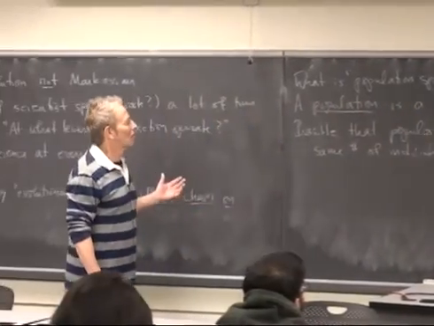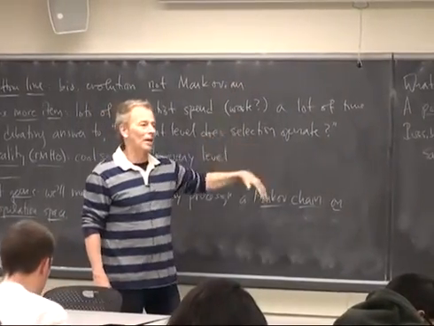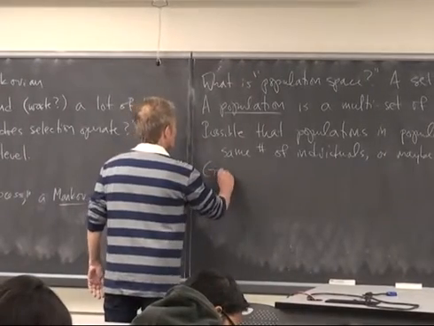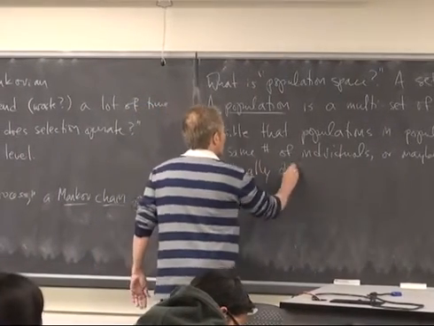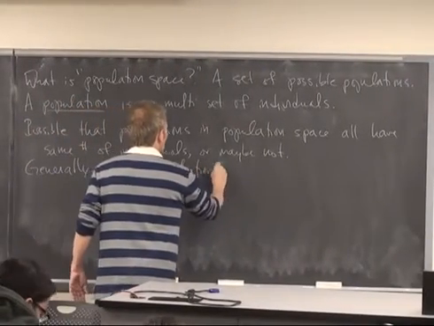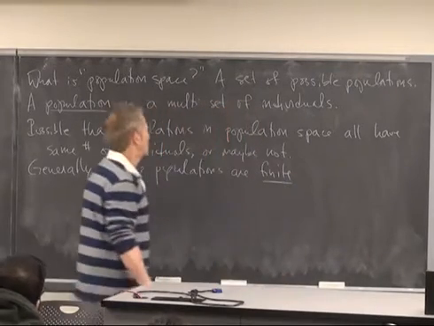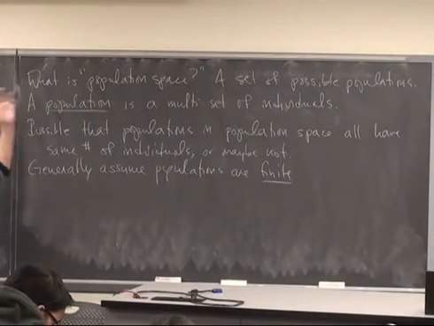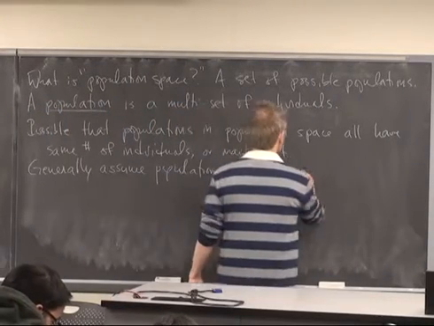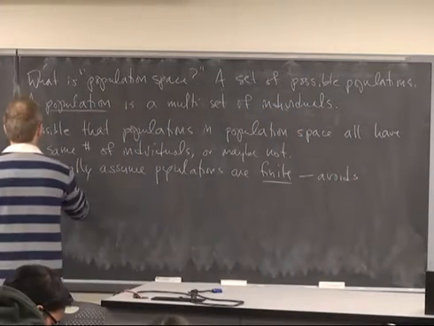And we could even go so far as to let populations be infinite, but that raises a lot of analytical problems. So we're generally going to assume that populations are finite. The number of populations may not be finite, but every population is finite. And what this does is avoid analytical problems.